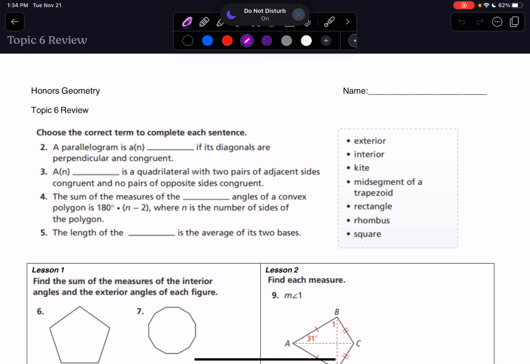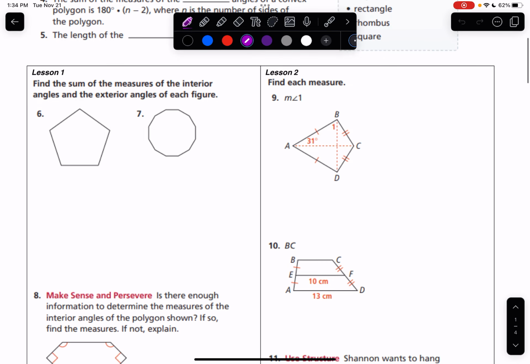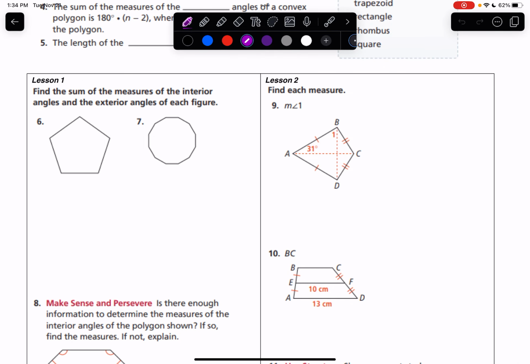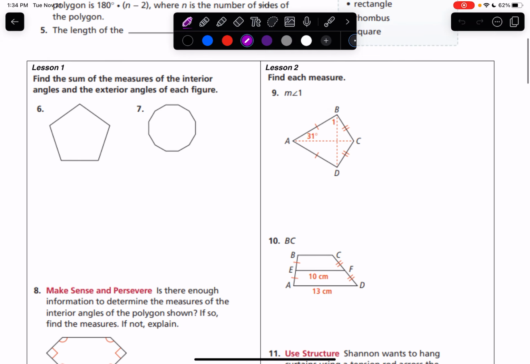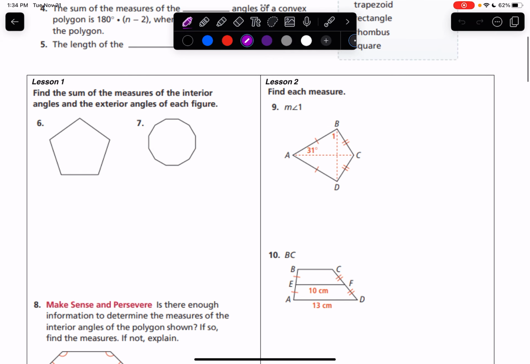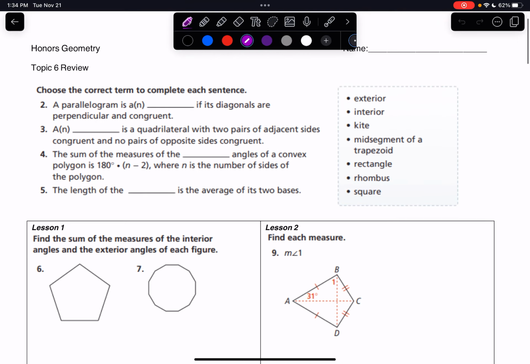Hello everybody, it is time for us to look at the topic 6 review and go through the answers here. Now once again, I'm doing this sort of on my own as I go. I don't have an answer key sitting next to me, so I apologize if it takes me a little bit of time to do the problems just like it takes you. So let's start with the vocab up here.